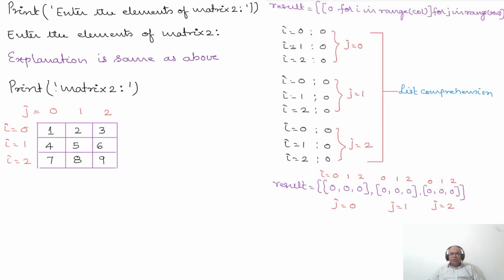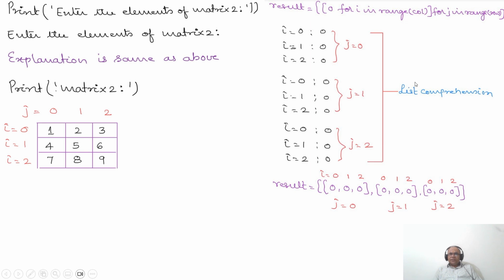Once you do that, now we go for the result. Again, the result will also be entered as a nested list: 0 for i in range column, for j in range row. i is equal to 0, 1, 2, so the values we have entered are 0 for the 0th row. Then again i is equal to 0, 1, 2, which gives 0, 0, 0. For j equal to 1, the list comprehension again gives 0, 0, 0.